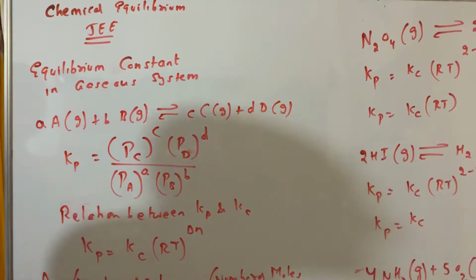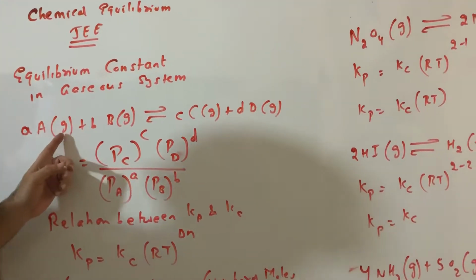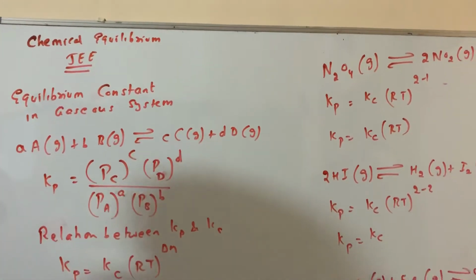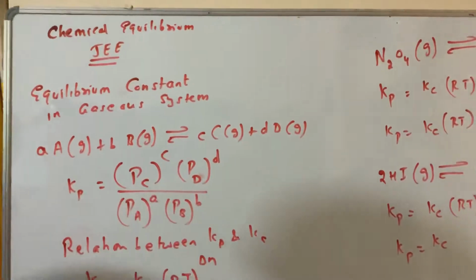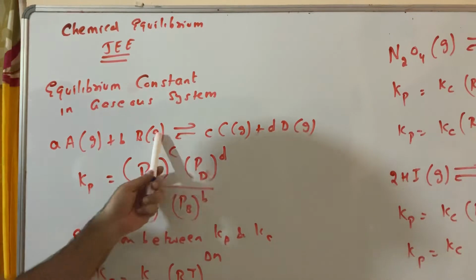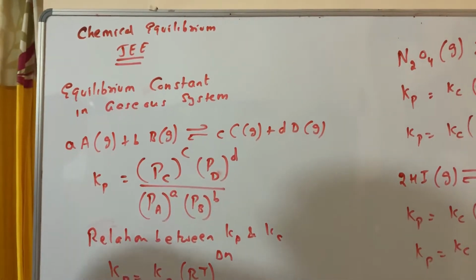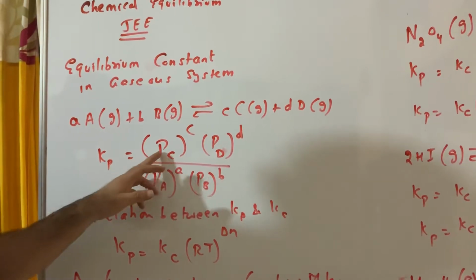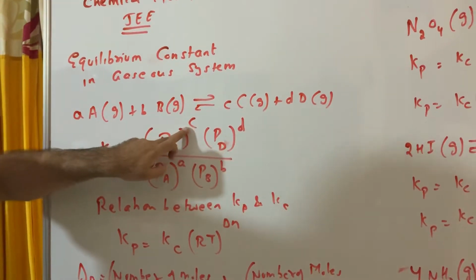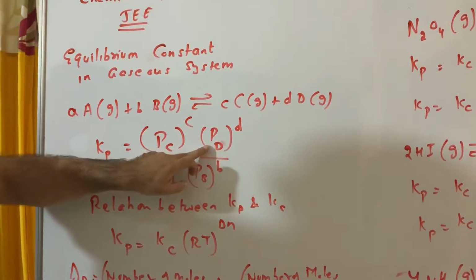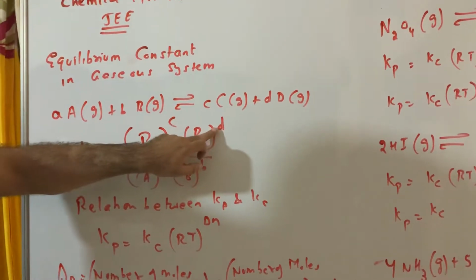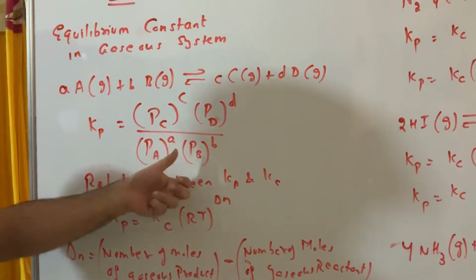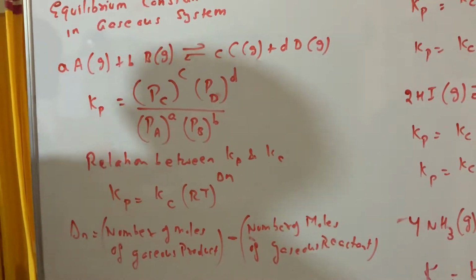When to use Kp, first of all, you should understand that you should have only the gaseous state. Your product and your reactant should be in the gaseous state only. G stands for gaseous state. Now Kp is defined as the partial pressure of C raised to the power of its stoichiometric coefficient, partial pressure of D raised to the power of its stoichiometric coefficient, over the partial pressure of A raised to the power of its stoichiometric coefficient, and B raised to the power of its stoichiometric coefficient.